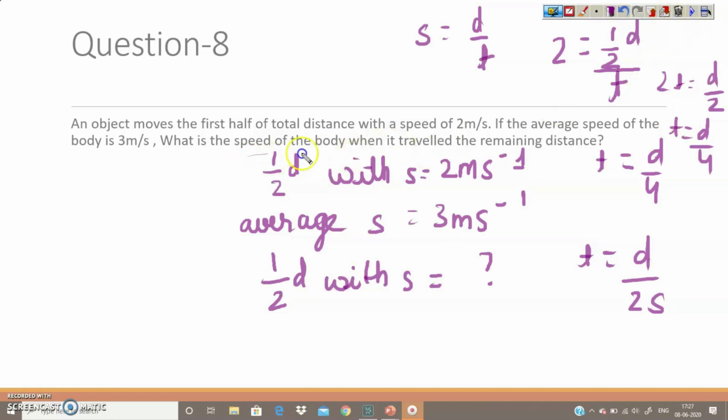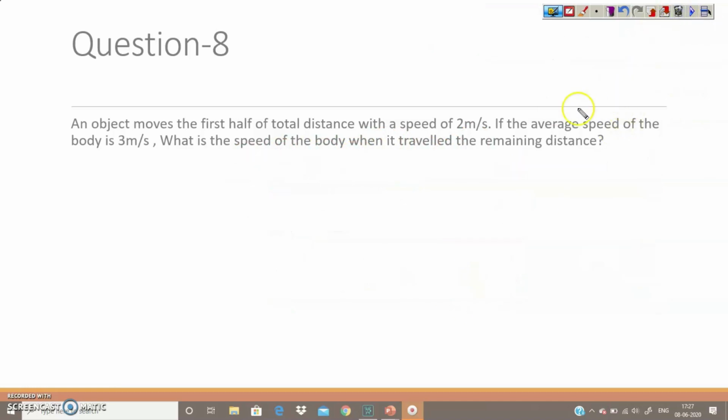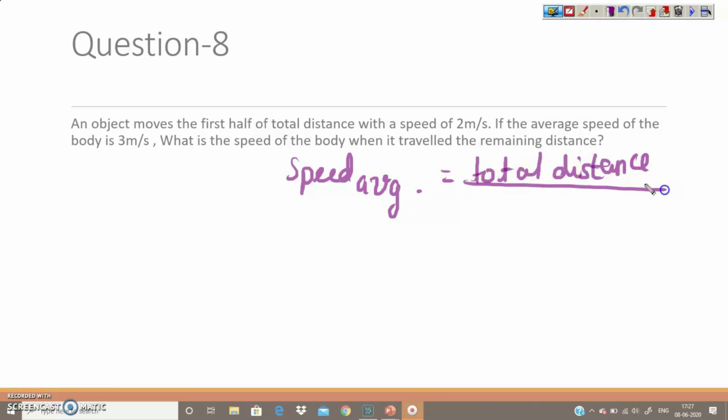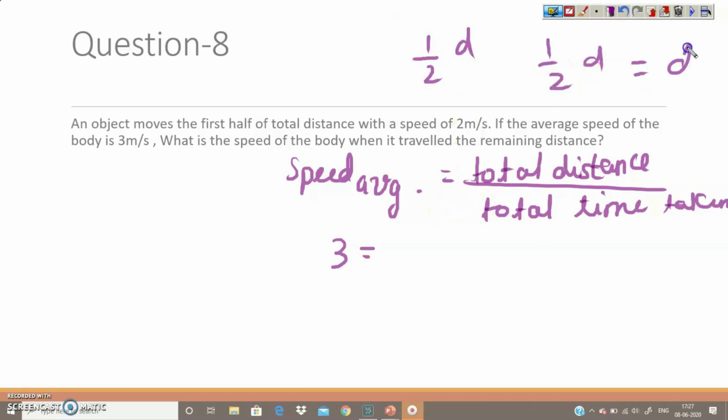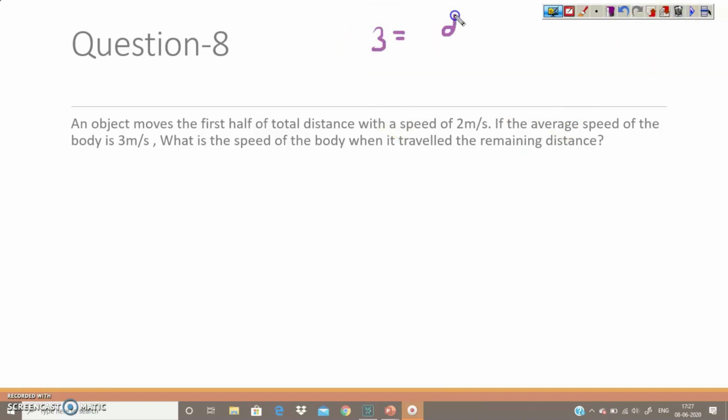So now it's asking for the speed of the body. We should find this. Let's find it. It's saying average speed, so I'll write average speed is total distance by total time taken. Average speed is given as 3. Total distance, it's half d and half d, so it will be d when you add them. Total time is d over 4 plus d over 2s. There were two times, d over 4 and d over 2s. We'll put all these together. Now in this you can see that we have one variable which is the same, d.